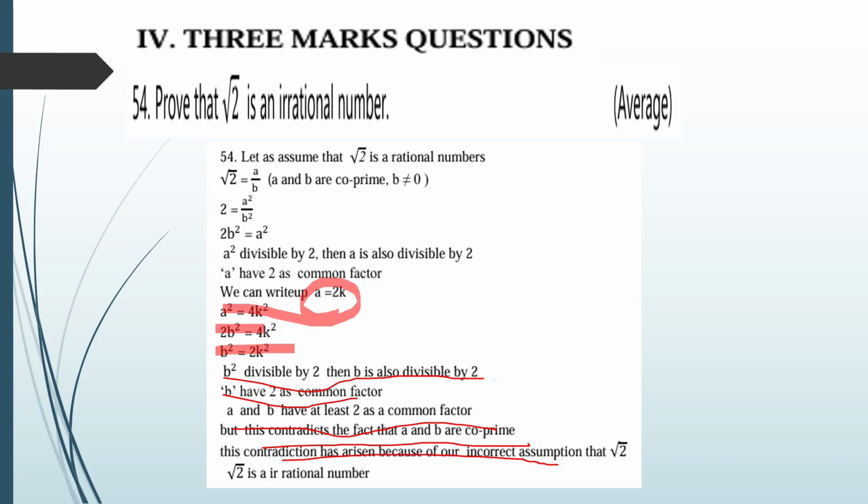So this is regarding question number 54. Here we have to follow the steps one by one. We have to consider root 2 is a rational number. Then we have to write root 2 is equal to a by b. Then by squaring, you can remove the square root. Then 2b square is equal to a square, and we have to consider one common factor as k. Then square both sides. Then you can tell that our assumption is wrong. Therefore, root 2 is an irrational number. So this is regarding question number 54.